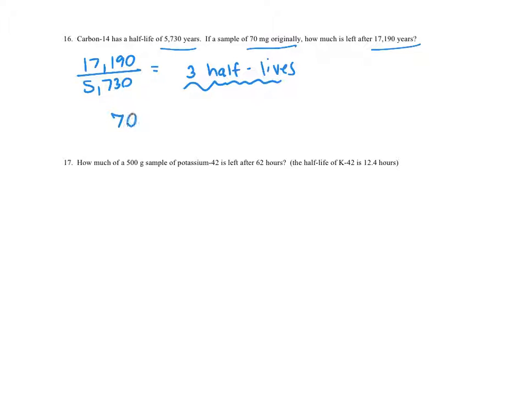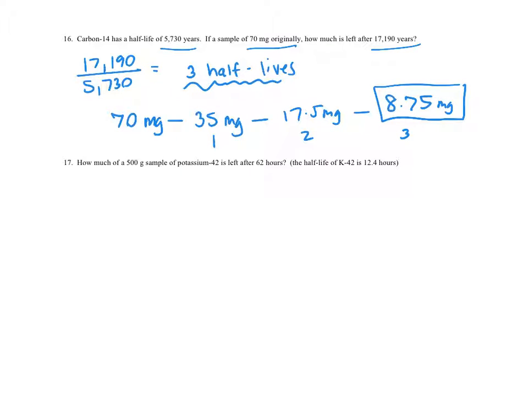So then I take my original amount, 70 milligrams, and I'm going to divide it in half 3 times because it goes through 3 half-lives to get my final amount. So the first division is going to be 35 milligrams. There's 1. Then we're 17.5 milligrams. There's 2. And then the third one is going to give me my answer, 8.75 milligrams in 3 half-lives.